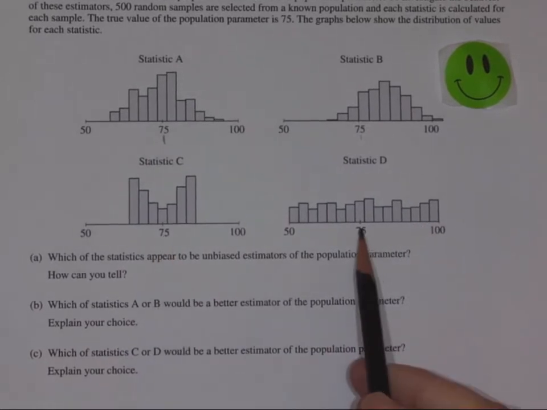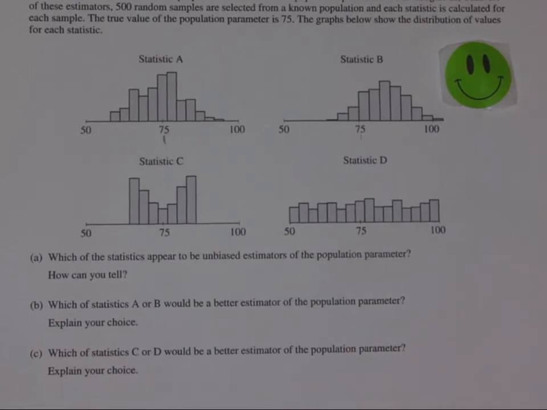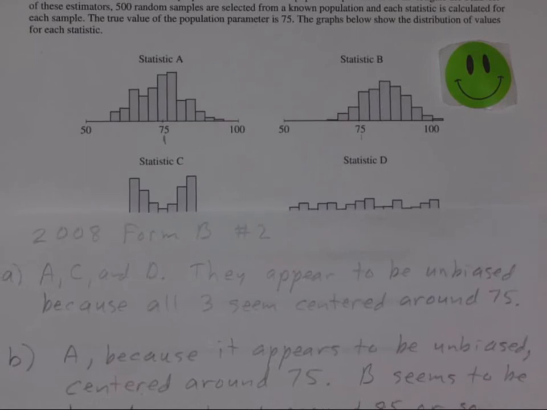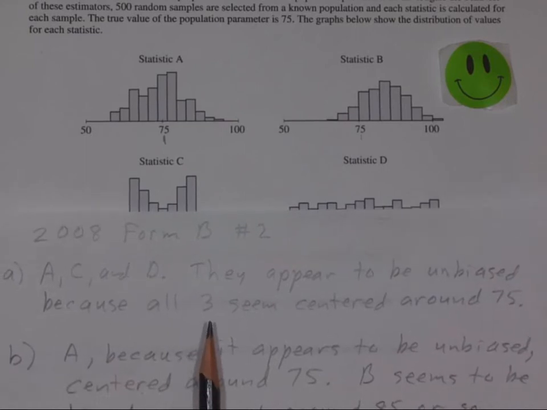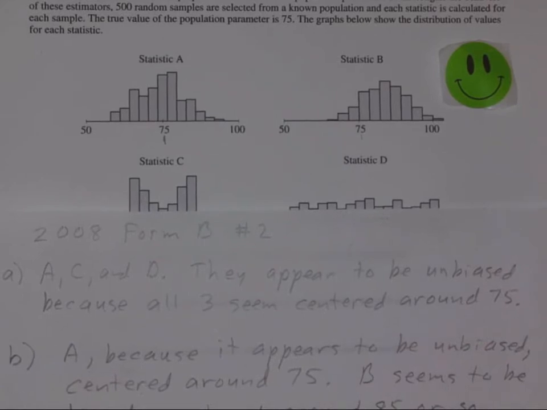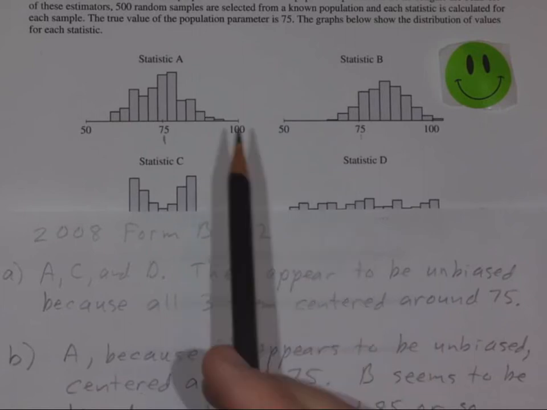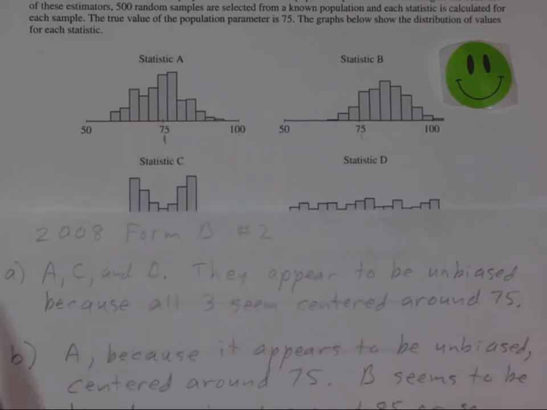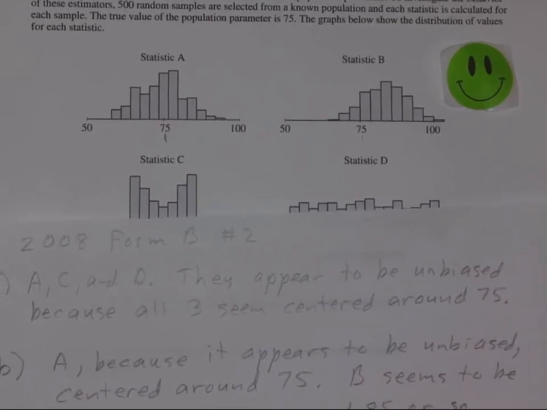And then C and D also appear to be centered around 75. So that would be the answer to part A. Which of these appear to be unbiased? And you just have to say, well, A, C, and D are unbiased because they all appear to be centered around 75. There's different ways you can word that, because the mean of these statistics appear to be close to 75, and so we would say they're unbiased estimators. Whereas B is biased because it is not centered around 75.